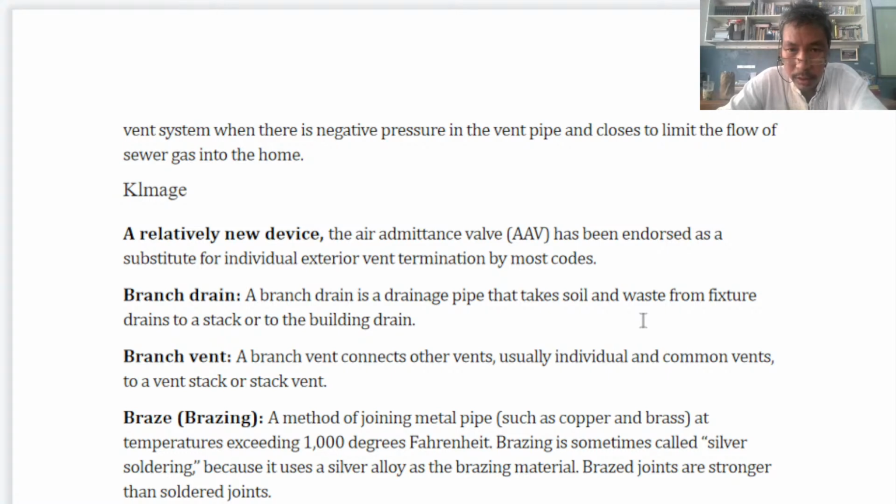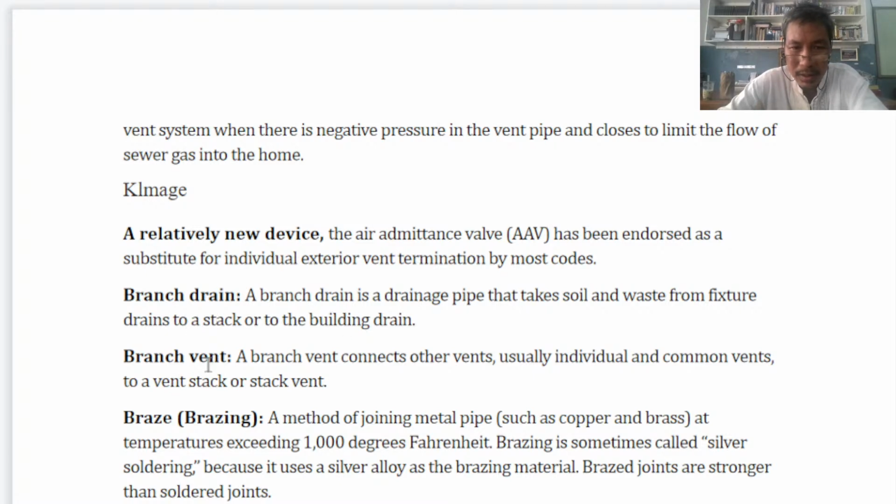Not only urine, so there are liquid waste from the kitchen. Okay, from the kitchen, and this pipe which is connected from the fixture drain to a stack or to the building drain. Take note of that. So a branch drain can only be connected to a stack or building drain.